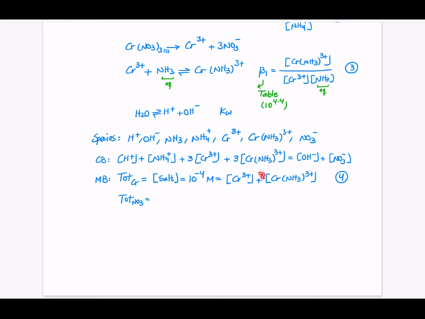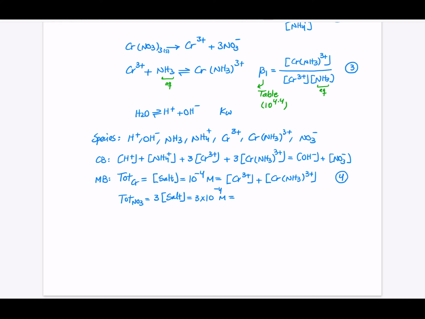Why not including 3? Oh, yeah, I'm not using charge balance for solving the pH now. I don't want to mess with this one. So we have a long time to go. But you're right, this is actually the key equation. So for total nitrate, what's the concentration? Exactly. 3 times the concentration of the salt, or 3 times 10 to the minus 4.